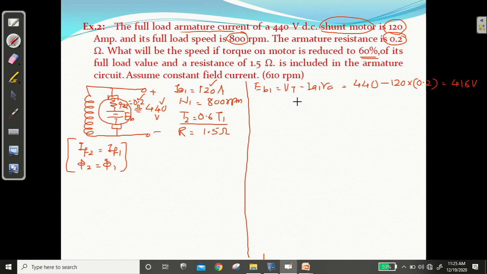Now after EB1, what do you have to find? EB2. So EB2 equal to what? VT minus IA2 RA. IA2 will be required. What will be used for IA2? The torque condition. What is the torque condition that will be given? T2 equal to what? 0.6 T1, right?